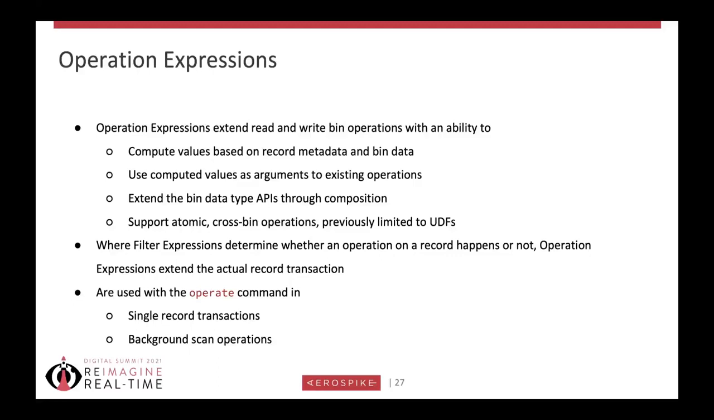So if you want to read one bin and use it when you're writing or reading another bin, that's something you can do. In the past, operations were very tightly separate from each other, and there was no way to go cross-bin when you're trying to do operations. So where filter expressions were used to determine whether the operation on a record happens or not, the operation expressions extend the actual record transaction. Okay, so this comes after the filter.